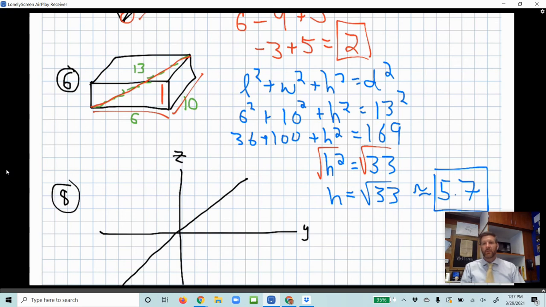Okay, so just like Pythagoras, you just have the extra variable. Shouldn't be too difficult. But again, on this one, realize you're not solving for D. They actually gave you D. They're giving you the diagonal. You have to go backwards and find the height.